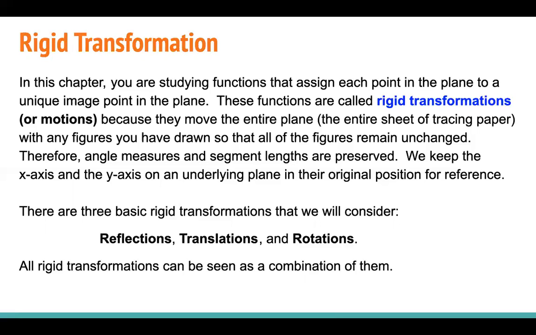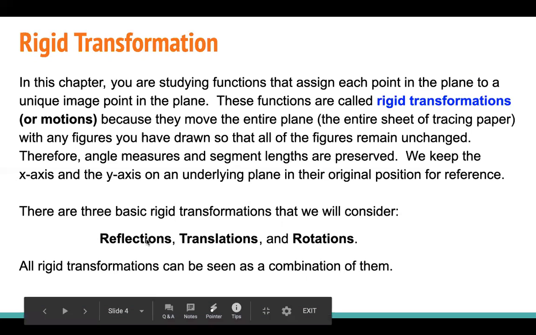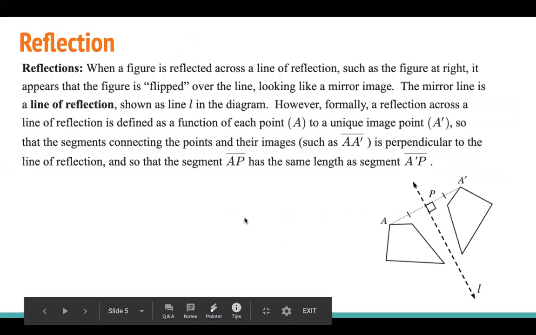Therefore, angle measures and segment lengths are preserved. We keep the x-axis and the y-axis on an underlying plane in the original position for reference. There are 3 basic rigid transformations that we're going to consider: reflections, translations, and rotations. All rigid transformations are some sort of combination of those 3.